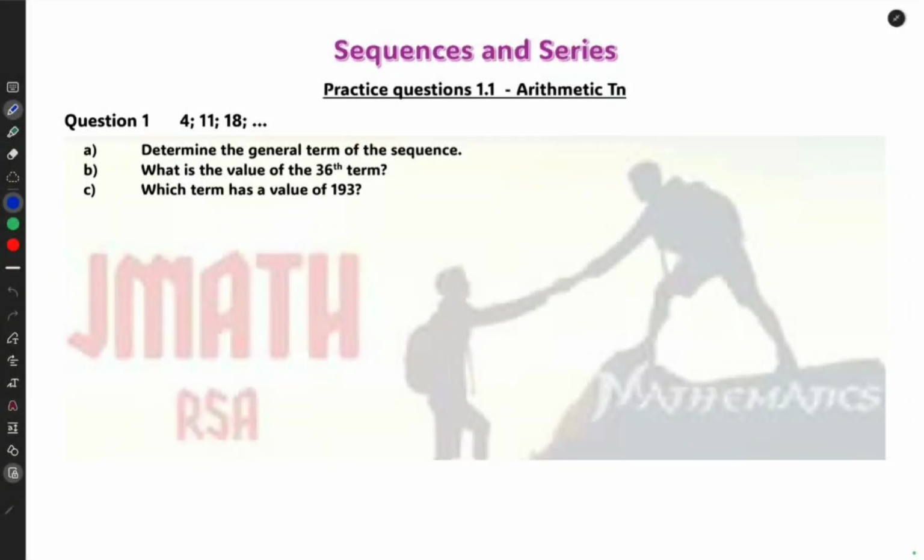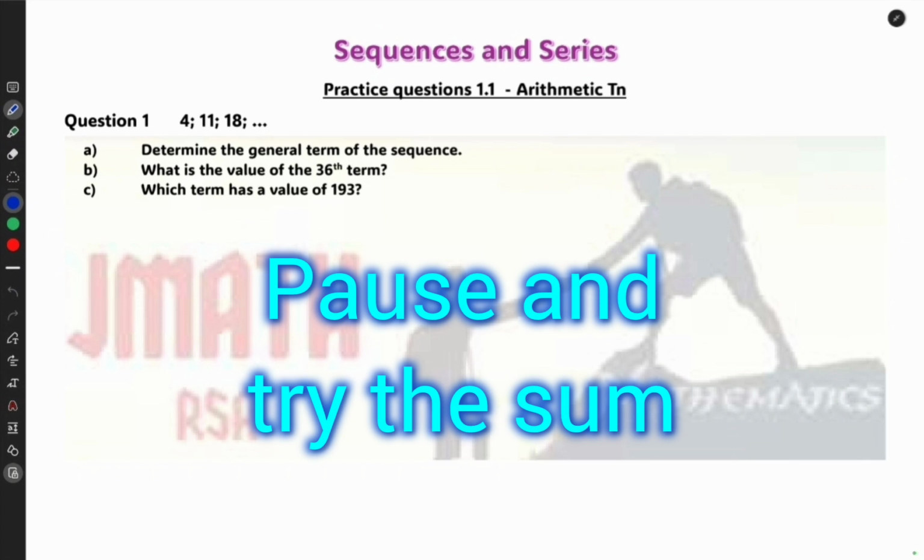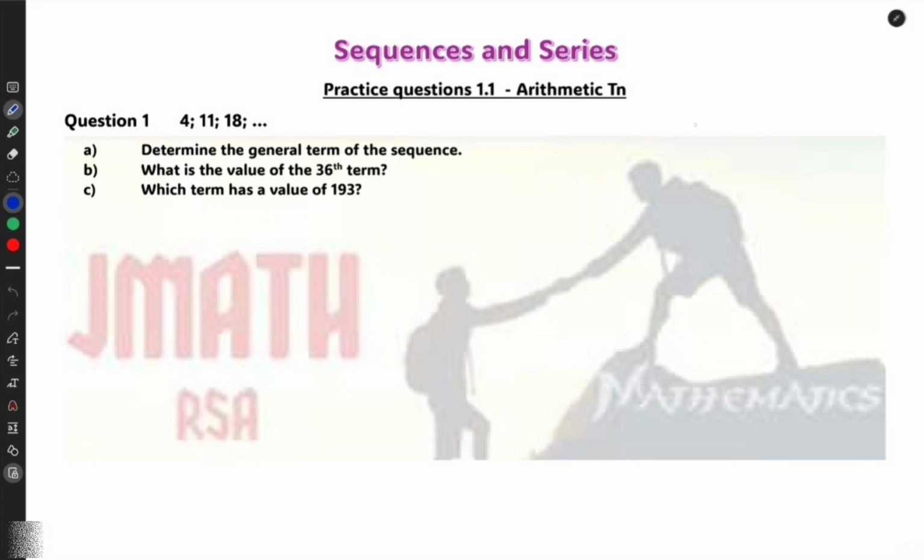Let's look at question 1. Determine the general term of this sequence. So firstly, I'm going to start with my little list: Tn equals, n equals, a equals, d equals. They told me it's arithmetic, so I know there's a d and not an r. Determine the general term, so I need a and d because I'm going to fill them into this formula: Tn equals a plus n minus 1 d.